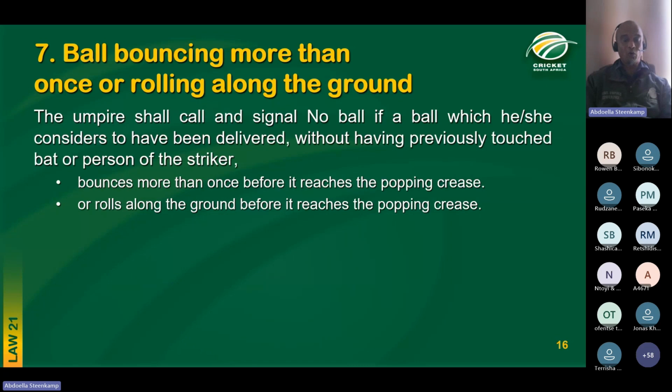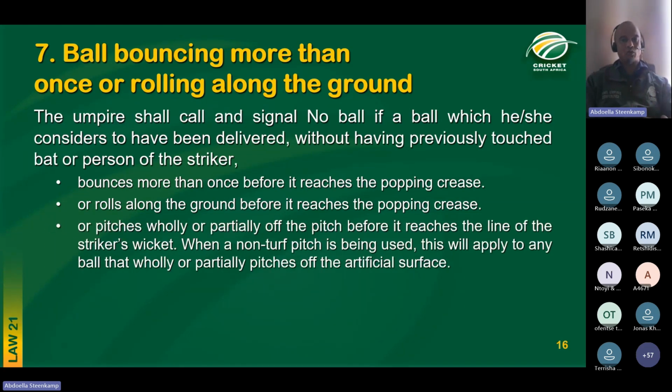Or if the ball that was delivered starts rolling towards the striker before reaching the popping crease, the umpire needs to call, and the striker's end umpire is in the best position to call and signal no ball. So the law does not want the ball to bounce a second time before reaching the popping crease. It can bounce a second time after the popping crease, but not before. If it rolls along the ground before the popping crease, you need to call and signal no ball.